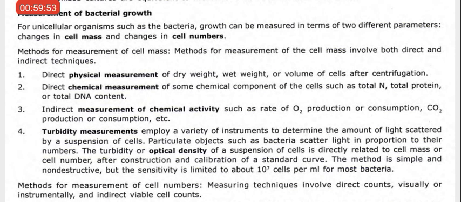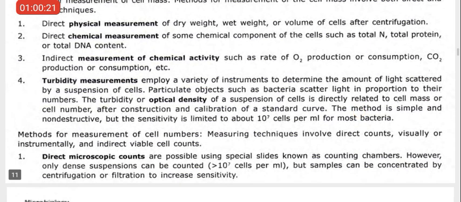Turbidity measurement employs a variety of instruments to determine the amount of light scattered by a suspension of cells. Particulate objects such as bacteria scatter light in proportion to their numbers. The turbidity or optical density of a suspension of cells is directly related to cell mass or cell number after construction and calibration of a standard curve. The method is simple and non-destructive, but the sensitivity is limited to about 10 raised to 7 cells per ml for most bacteria. Methods of measurement of cell number.